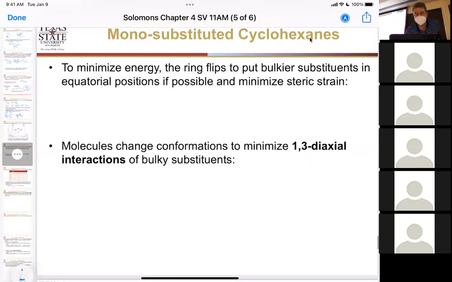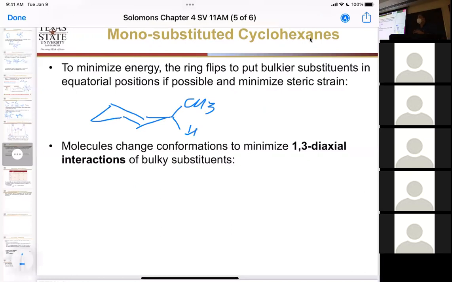So let's take this and add a methyl group to it. Okay, so we want to go CH3 and an H here. Okay. So in the case of the substituent, one of the chair conformations is actually going to be favored over the other. Okay, so in this drawing here, the hydrogen is in the axial position, and the methyl group is in the equatorial position.